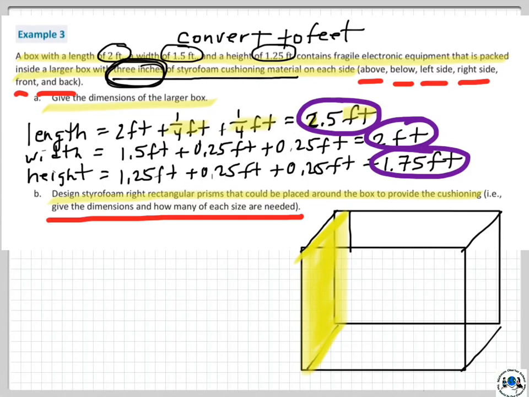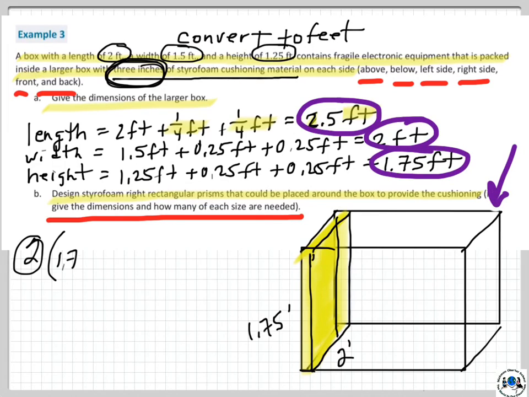So the first thing I'm going to do is that I need a piece of styrofoam cushioning on that side. So I'm going to work on that side and the other side at the same time, the side opposite of it. This will be this side right here as well. So I'm going to need two sheets that are 1.75 feet times 2 feet times 0.25 feet.